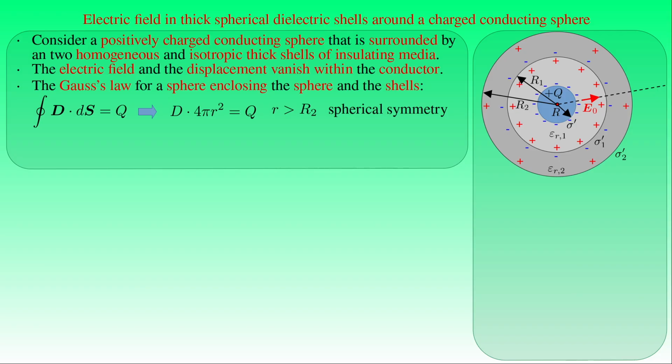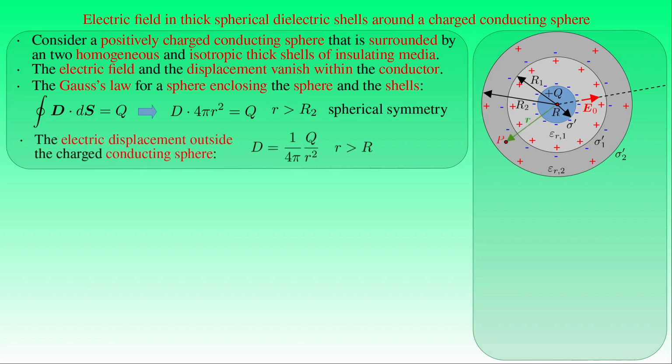But we already saw that the electric displacement is independent of the properties of dielectric materials and their presence can be ignored. Hence this equation holds everywhere outside the charged sphere, and we can express the magnitude of the electric displacement D at any point P outside the sphere as 1 over 4 pi, times the charge Q over the square of the distance r of the point from the center of the sphere. This equation does not contain any constant describing the properties of the dielectric shells, and the displacement field D in the shells is equal to the displacement field D naught in a vacuum.